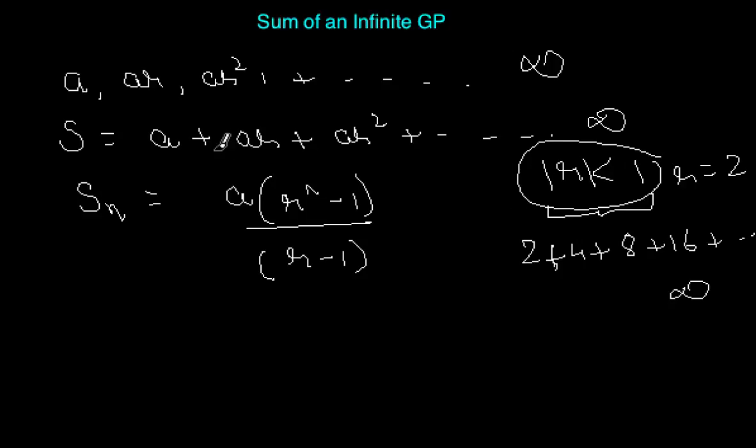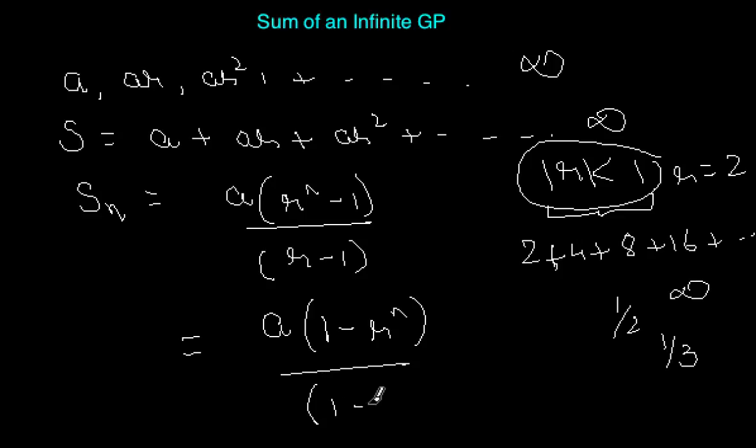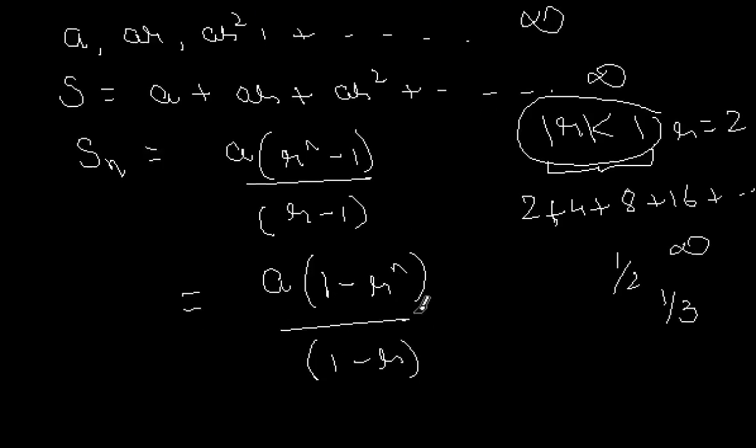So the value of the common ratio should always be less than 1. It could be 1 by 2, 1 by 3 and so on. It has to be less than 1. Now the sum of n terms could also be written as a into 1 minus r to the power n upon 1 minus r. I'll just change the signs in both numerator and denominator.